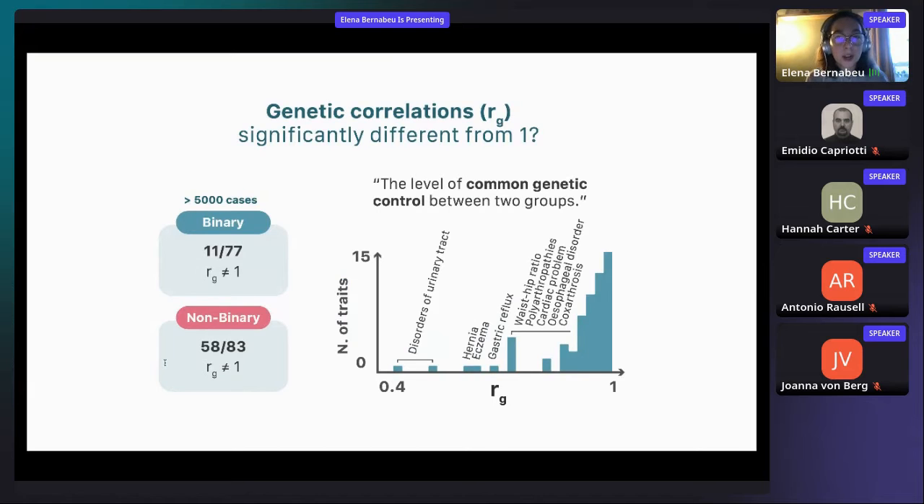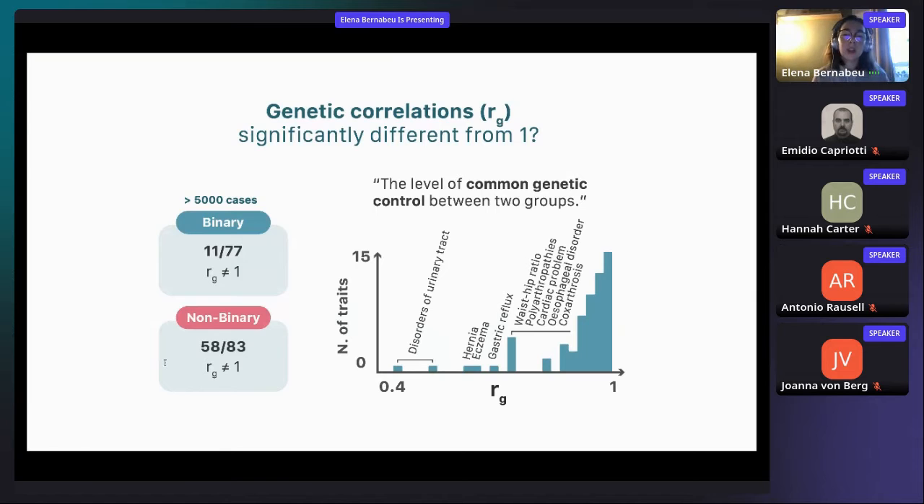We then moved on to genetic correlations that significantly differed from one, which again is the level of common genetic control between two groups. Here, we are considering males and females. Now here we were a little bit more limited because we were using LD score regression, which uses GWAS summary statistics to obtain genetic correlations. It does recommend that you use traits with at least 5,000 cases, which did limit our analysis for binary traits to just 77. But even still, we found that 11 of those 77 had a genetic correlation that significantly differed from one. Whilst for non-binary, it was 58 of the 83 that had a genetic correlation that significantly differed from one.